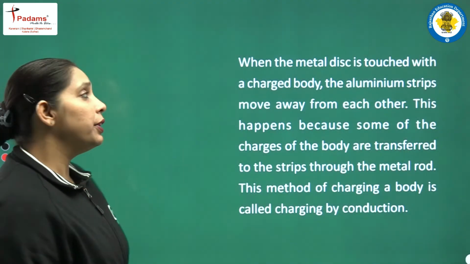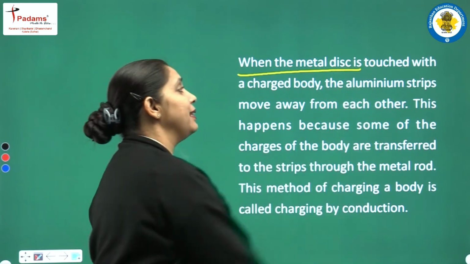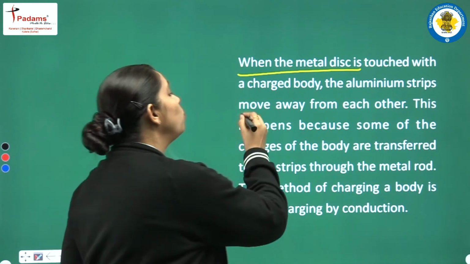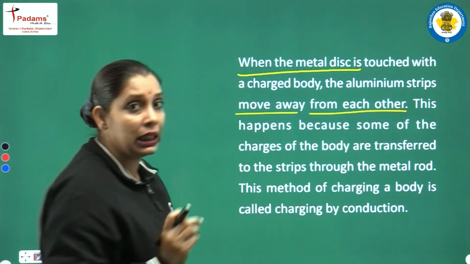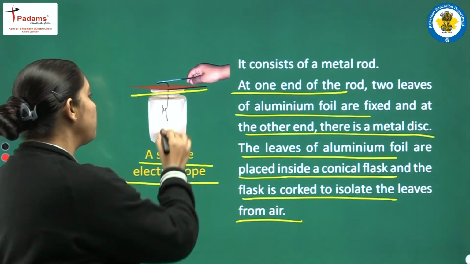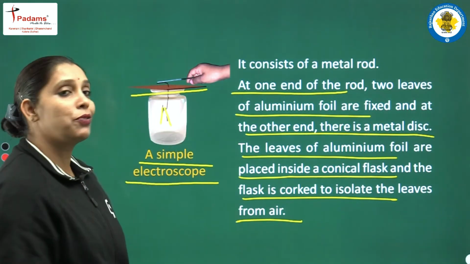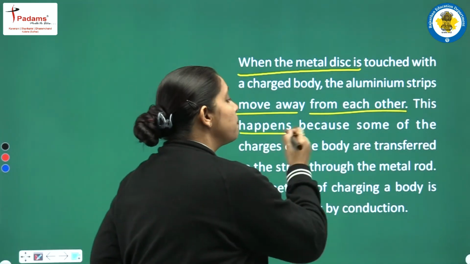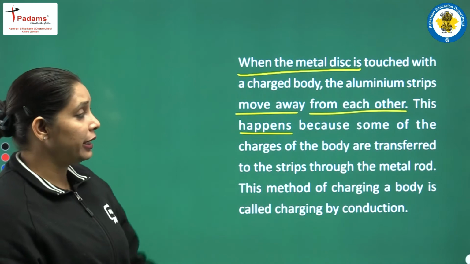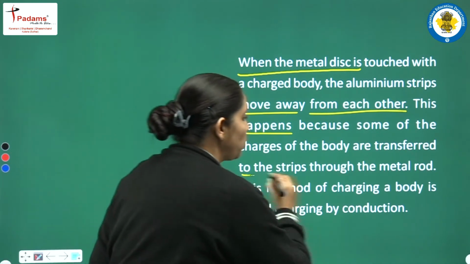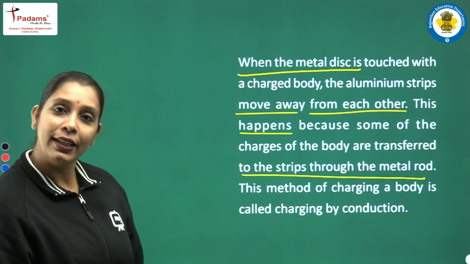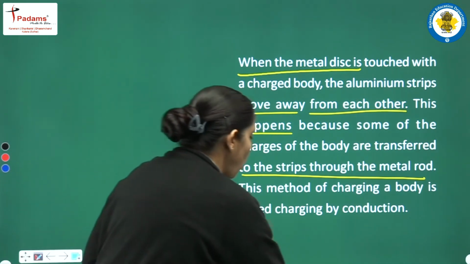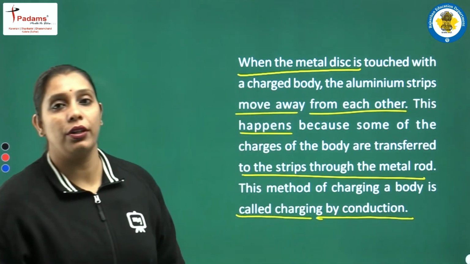Okay? Further, when the metal disc is touched with a charged body, the aluminium strips move away from each other. Look here, these two aluminium strips will move away from each other. This happens because some of the charge of the body is transferred to the strips through the metal rod. Okay. This method of charging a body is called charging by conduction.